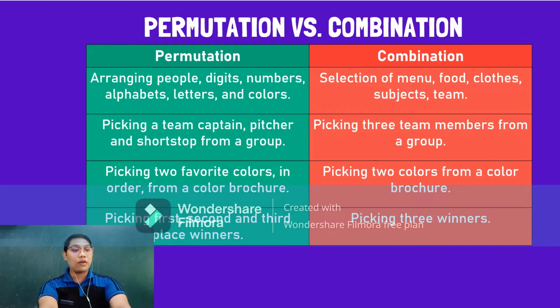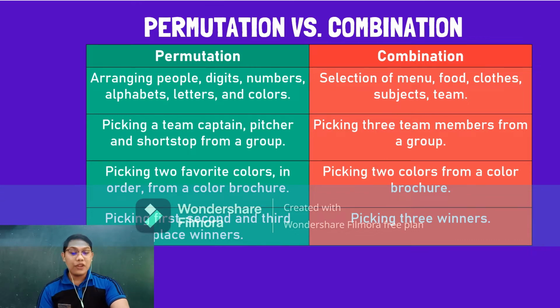And for the second example of combination, picking three team members from a group. So why do you think this is a combination? As you can see, it is quite similar to the example of permutation, no? Selecting three members from a group. However, in this second example, it is a combination because there aren't any roles that the members need to fulfill. Meaning, they are just selected as three members in a certain group. So in a way, there isn't really an order in this example.